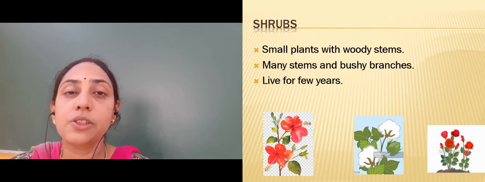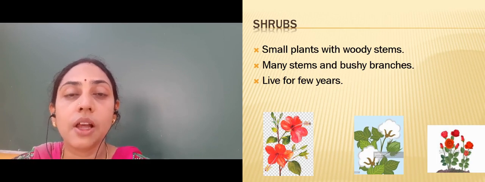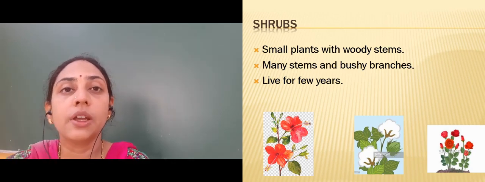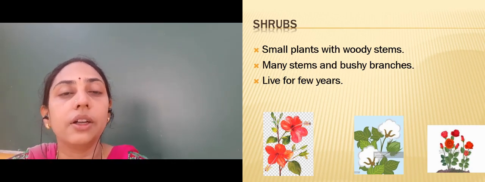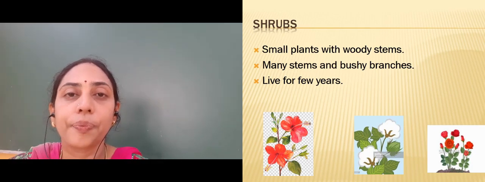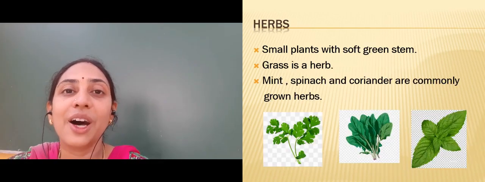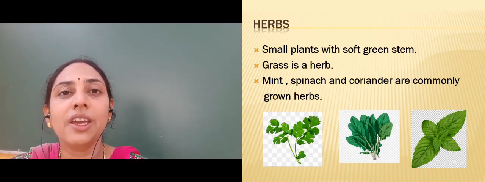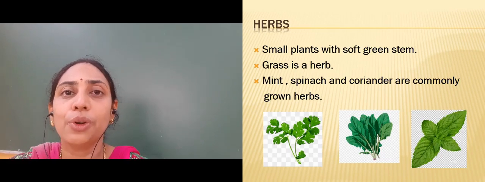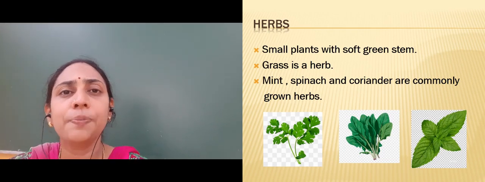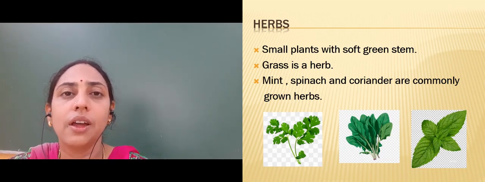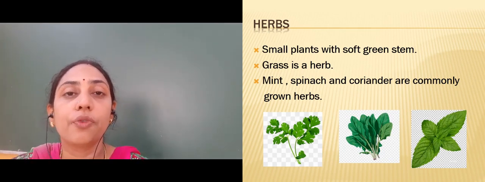So what are the examples of shrubs we can see all around us? Cotton, rose, hibiscus, lime. These are some of the shrubs we can find in our garden all around us. Then herbs. Herbs are green plants with a soft stem. So they have a very soft stem. Do you know, even grass is a herb. Herbs can grow for a few months. Coriander, spinach, mint, all these are examples of herbs.